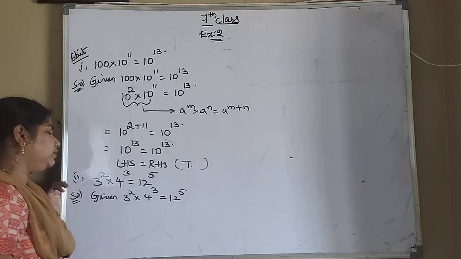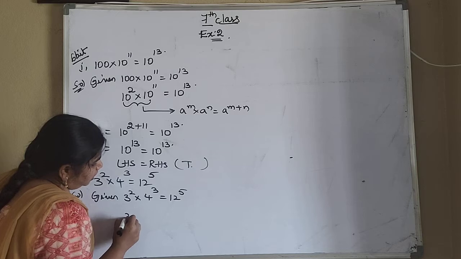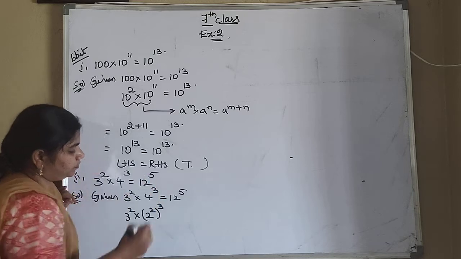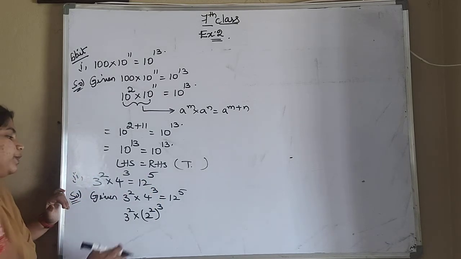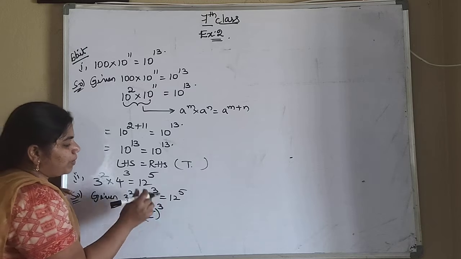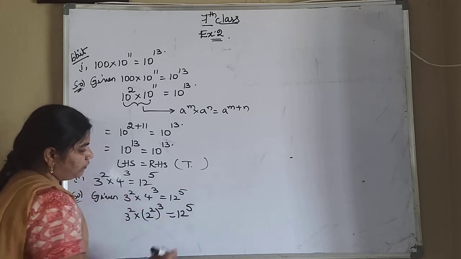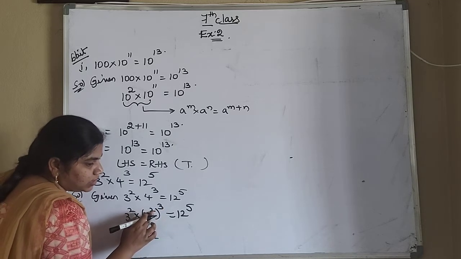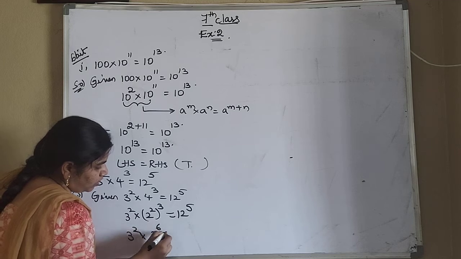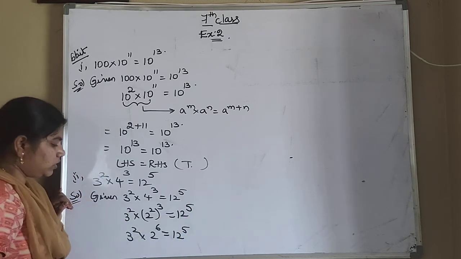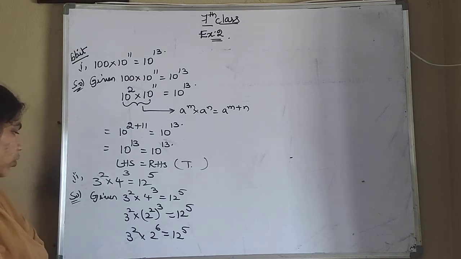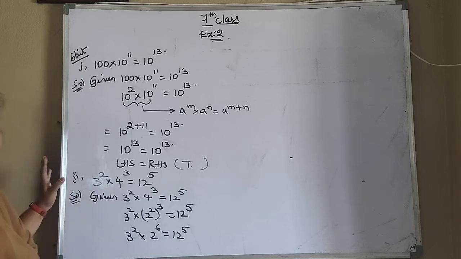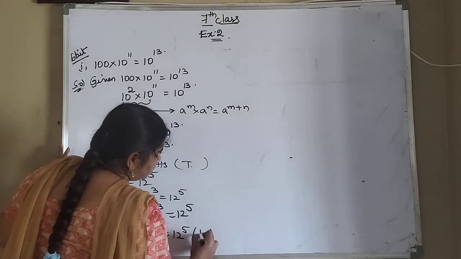Okay. So how to write this? 3 square into this we can write in the form of 2 square whole cube. 2 square is nothing but 4 and the cube as it is will be equals to 12 power 5. So 3 square into 2 power 3 2s is 6 is equals to 12 power 5. So in this case we can't apply any other formula. So here the given value will be equals to false only. Okay. So here it is false.